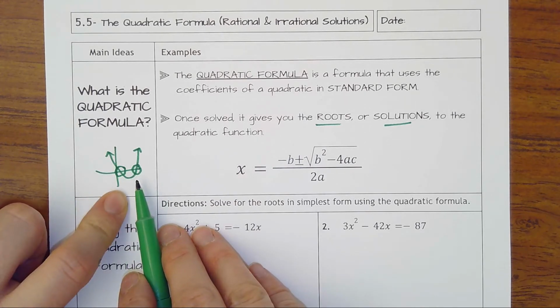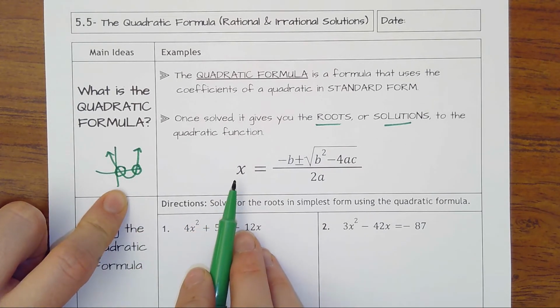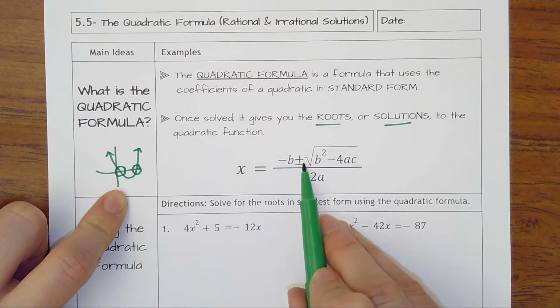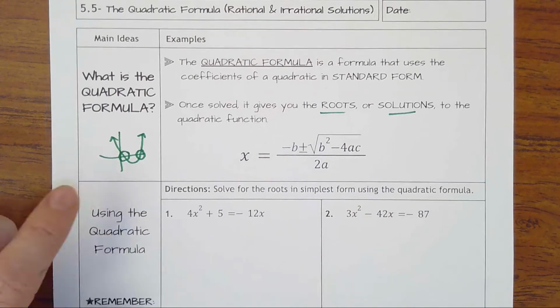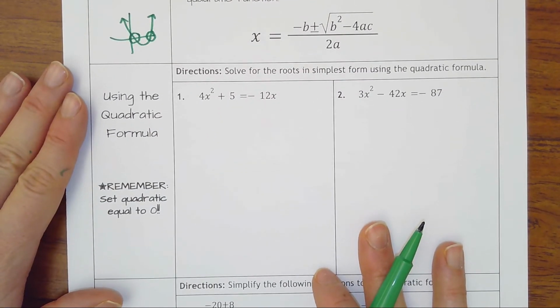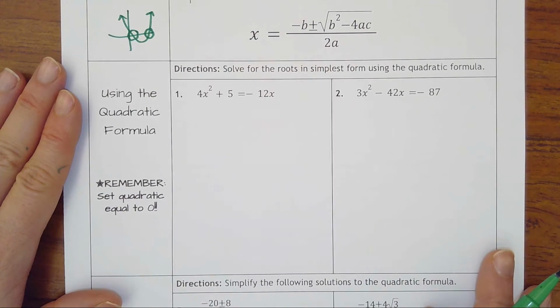And so what happens is we can graph it, but sometimes that takes a while too, and sometimes the answers aren't so pretty. Or we can do this formula, which says the x's will equal negative b plus or minus the square root of b squared minus 4ac all over 2a. It's hard for me to say it without even singing it. So let's just jump in and try one.